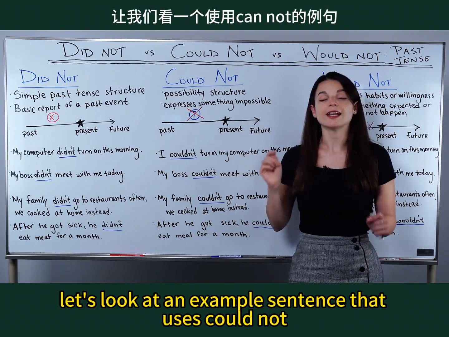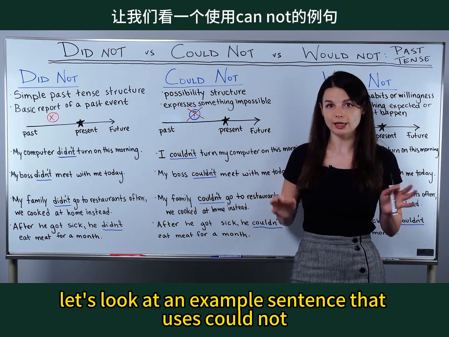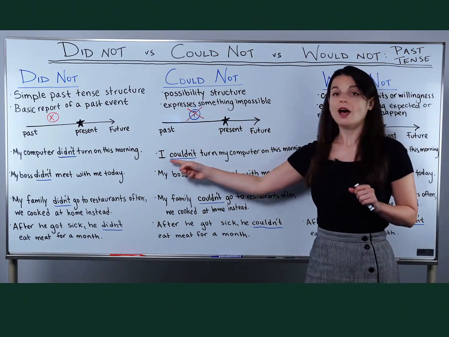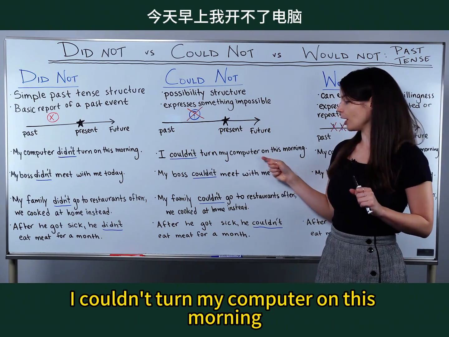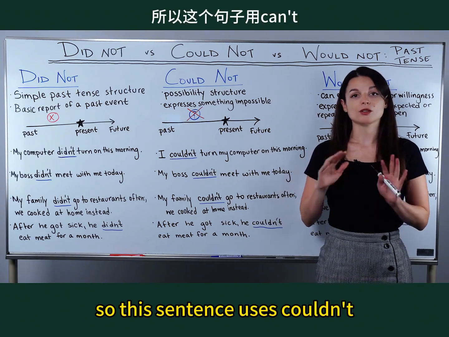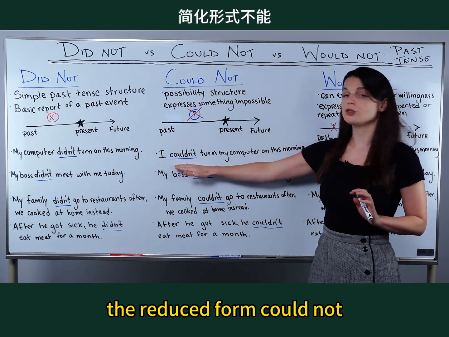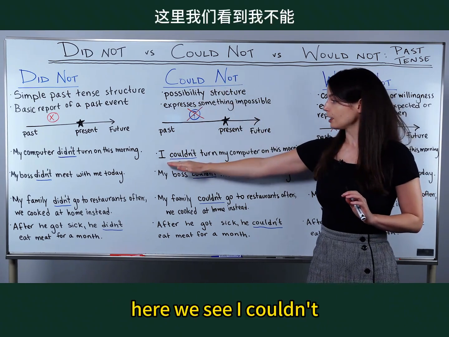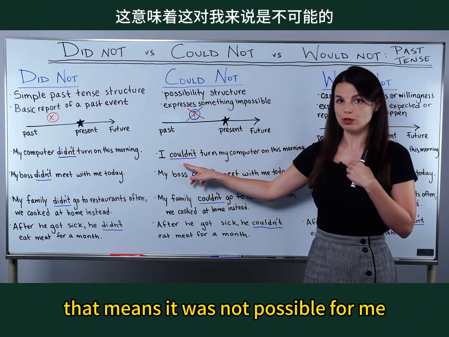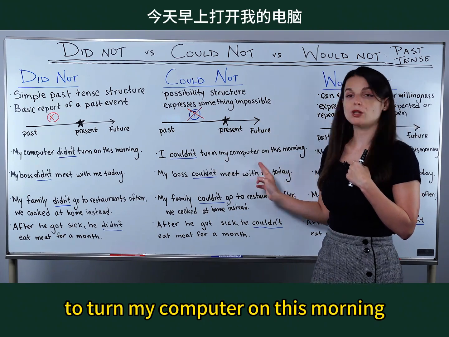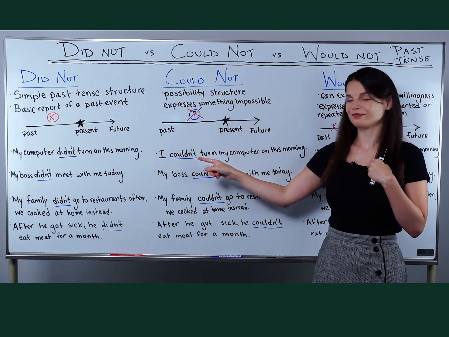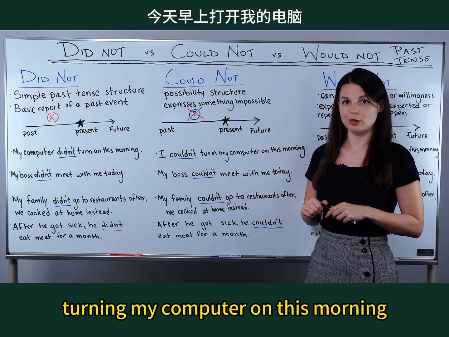So let's look at an example sentence that uses could not, that's very similar to our did not sentence. This sentence is, I couldn't turn my computer on this morning. So this sentence uses couldn't, the reduced form of could not. Here we see I couldn't. That means it was not possible for me to turn my computer on this morning. So this impossible thing was me turning my computer on this morning.